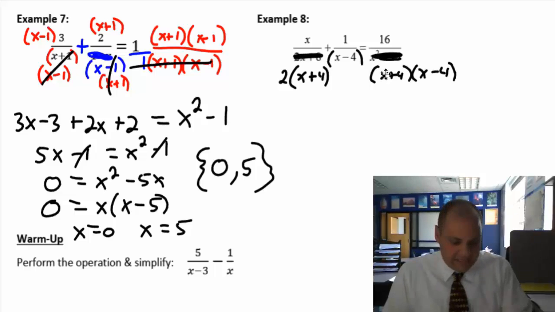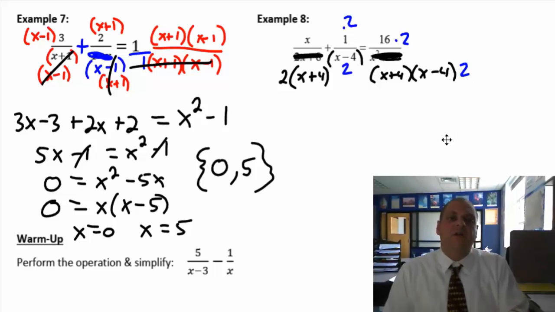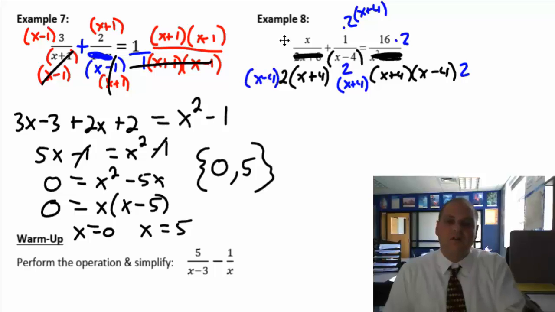So what do we need? Well, I have a 2 here. So I'm going to need a 2 here, which means I need it here, and I need it here, which means I need it up here. X plus 4 is here and here. It is not here. So I need in the middle here, I need an x plus 4. So up here I'm going to need an x plus 4. And I have x minus 4 here and here. I need an x minus 4 over here.